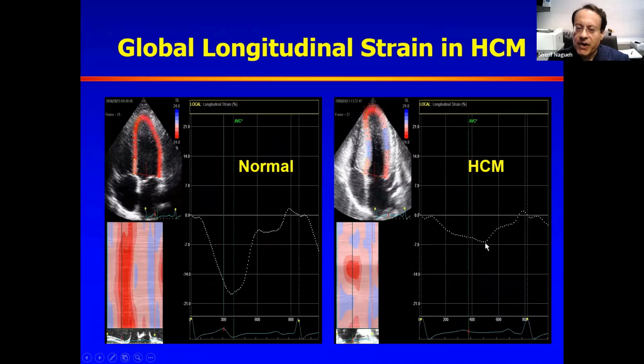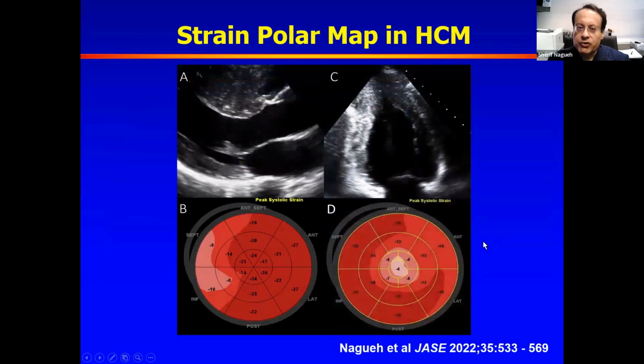I'll skip myocardial velocities and we'll take a quick look at global strain from a normal subject and from a patient with hypertrophic cardiomyopathy. Notice how profoundly this is reduced in that apical four-chamber view at only 7%. Nowadays, the ultrasound systems can provide you with segmental strain values as well as with the polar maps.